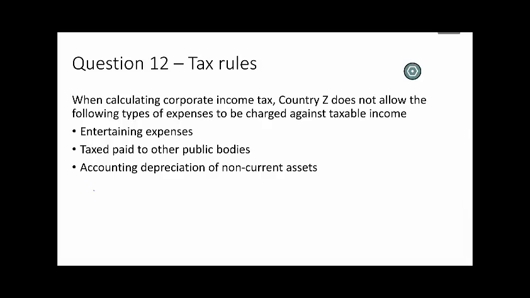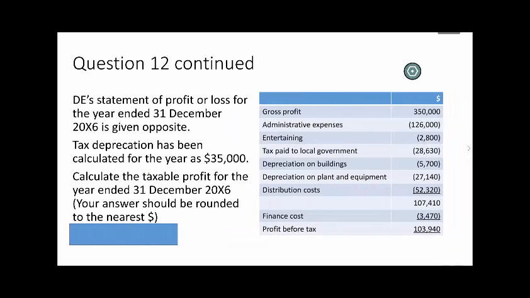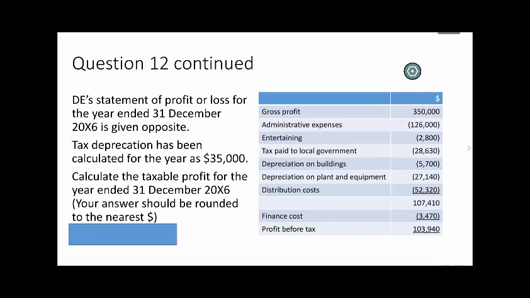be given is, as we can see here, details of expenses which are not allowed as deductions for tax purposes. These three examples are fairly typical of what would appear in the real exam in terms of things like entertaining, taxes paid to other public bodies, and accounting depreciation, which are generally non-allowable. The actual question then gives us a statement of profit or loss for the year to December 2006, tells us about the tax depreciation, and asks us to go and calculate the taxable profit for the year.